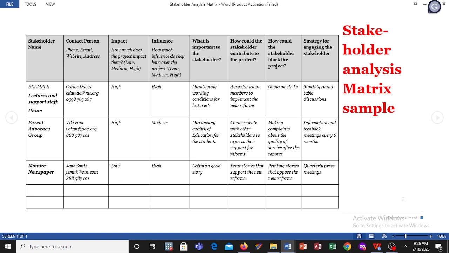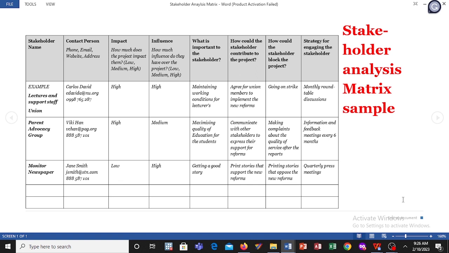NYC University. This is my sample, and in the stakeholder matrix, some of the things you should look at are who is a stakeholder, the name of the stakeholder, maybe the contact person, the impact they may have on the project, how much does the project impact them? Is it low, medium, or high? You specify. The influence, how much influence do they have over the project? Is it low, high, or medium?